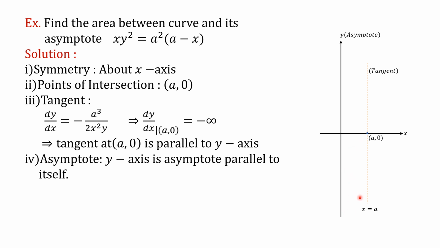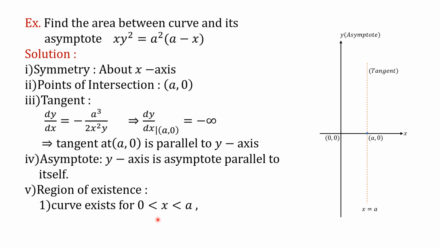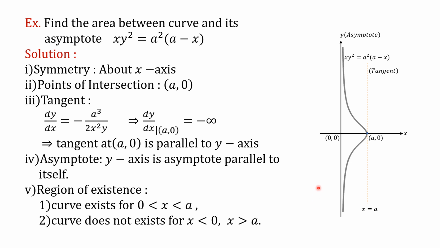First, if we consider where x lies between 0 and a, then clearly for that region y square is greater than 0. So curve exists for that strip. Next, for x less than 0 and for x greater than a, y square is less than 0, that is y is imaginary, hence curve does not exist in those regions. So these are all the points using which we can trace the curve. Hence the rough sketch of the curve is this one.